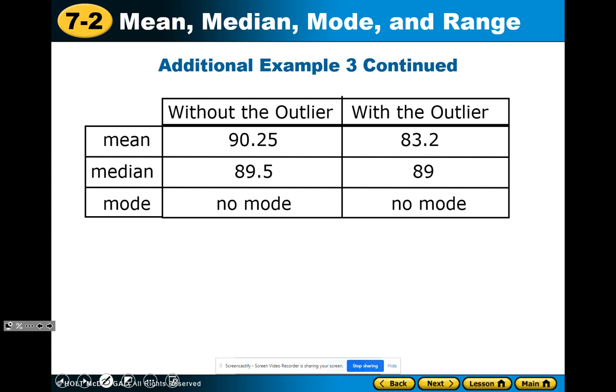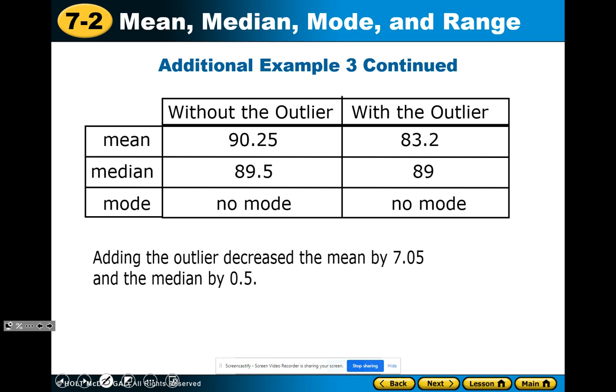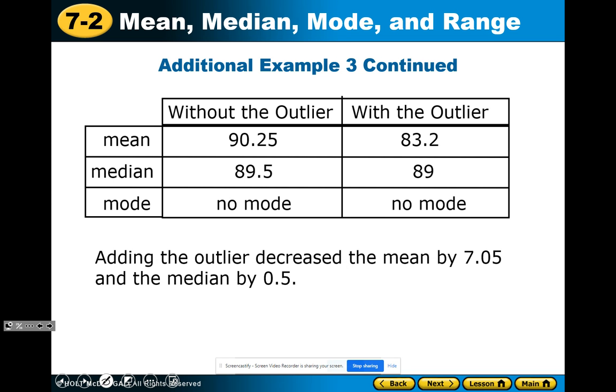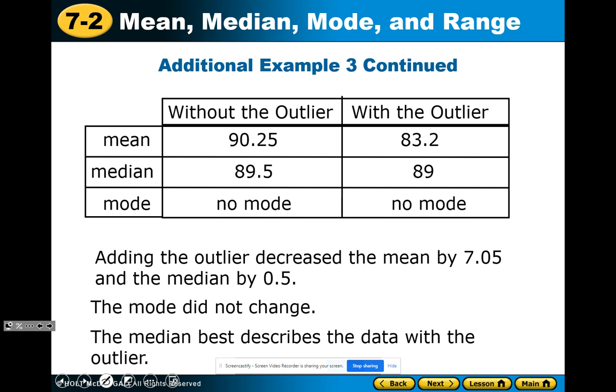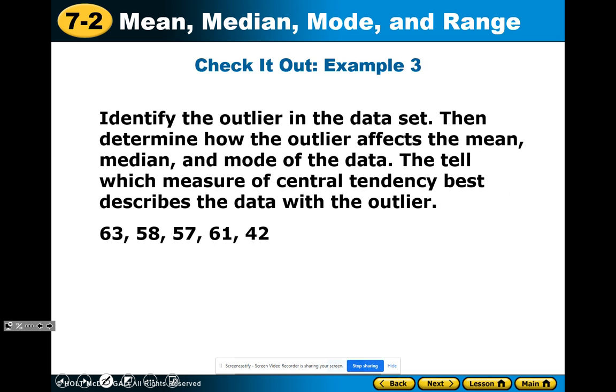Which one would probably be the best to explain the average test scores for this lady? The median, right? That didn't take long to do, especially when there's only 5 numbers. You just had to find 3 things on each side. Adding the outlier decreased the mean by 7.05 and the median by 0.5. So the median is the one we would want to use because it changed the least. The best describer of the data is the median.